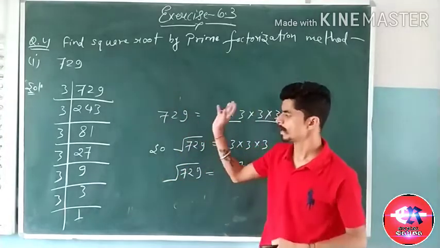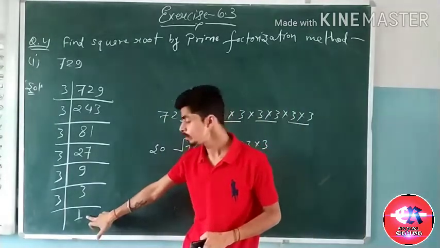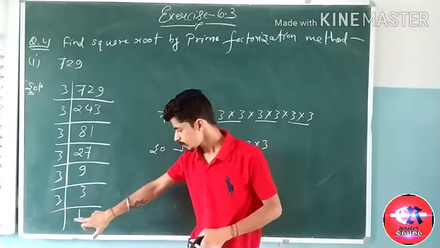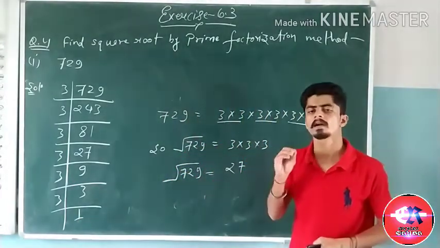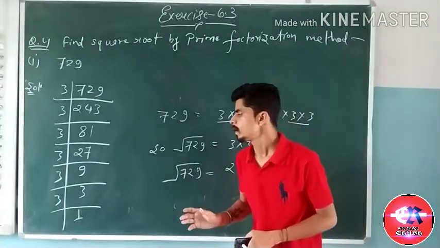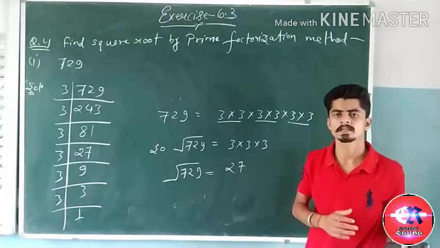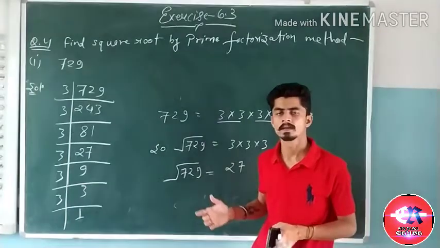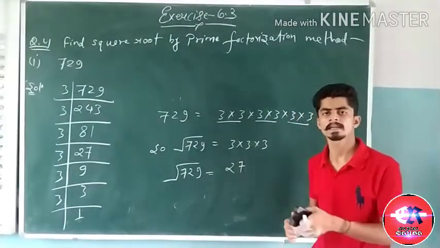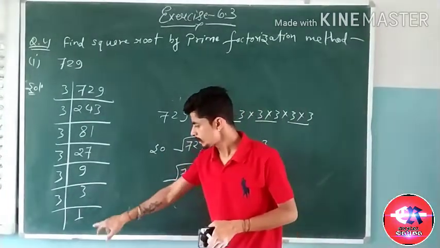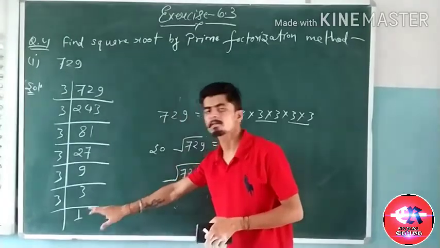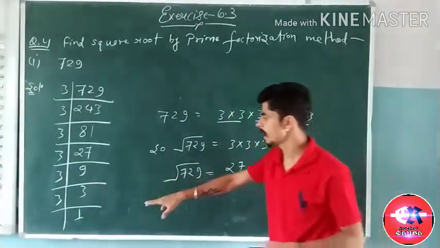In this method, the prime factorization method, we have to put 1 here. We have to divide all the numbers. If a number is not divisible by anyone, that means if a number is a prime, then just divide that number by itself. So we have to put 1 at the last.